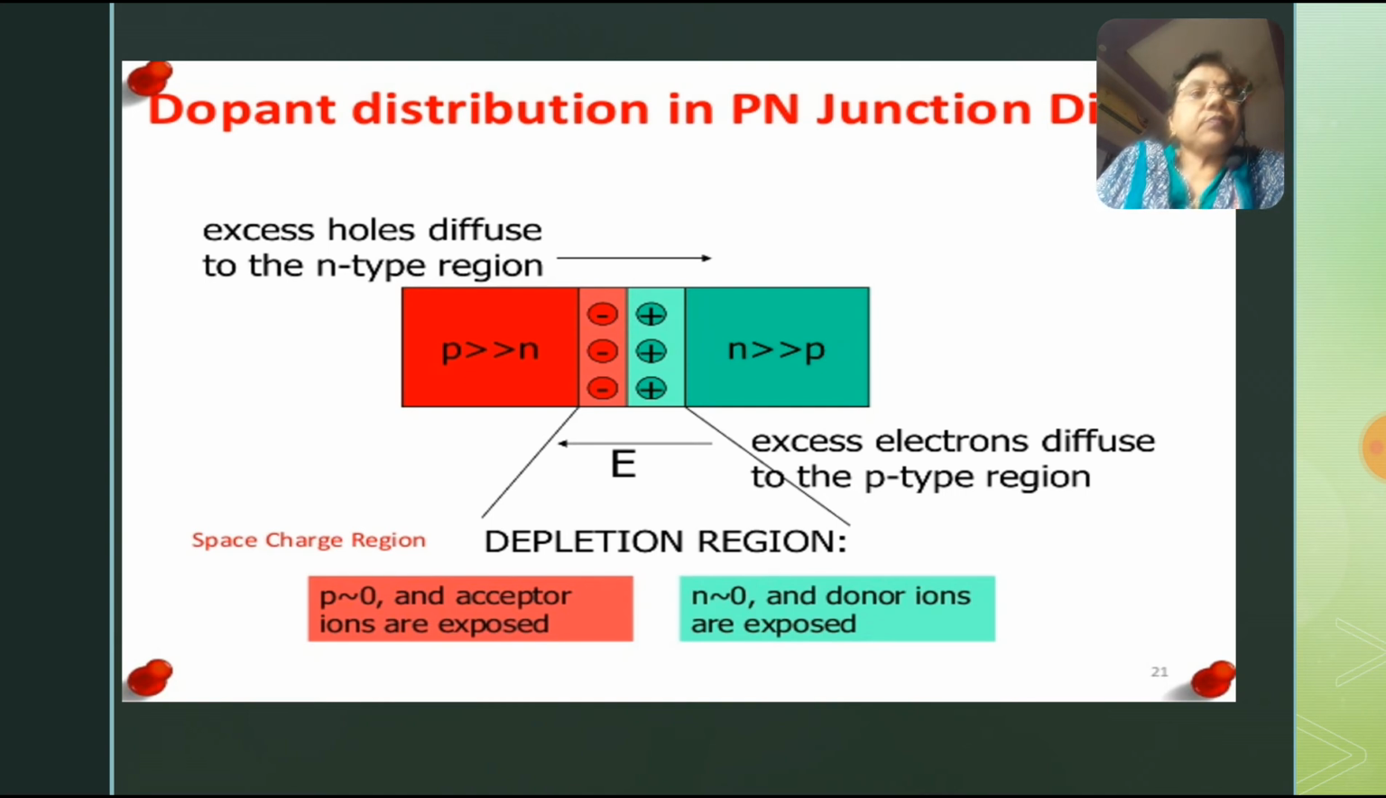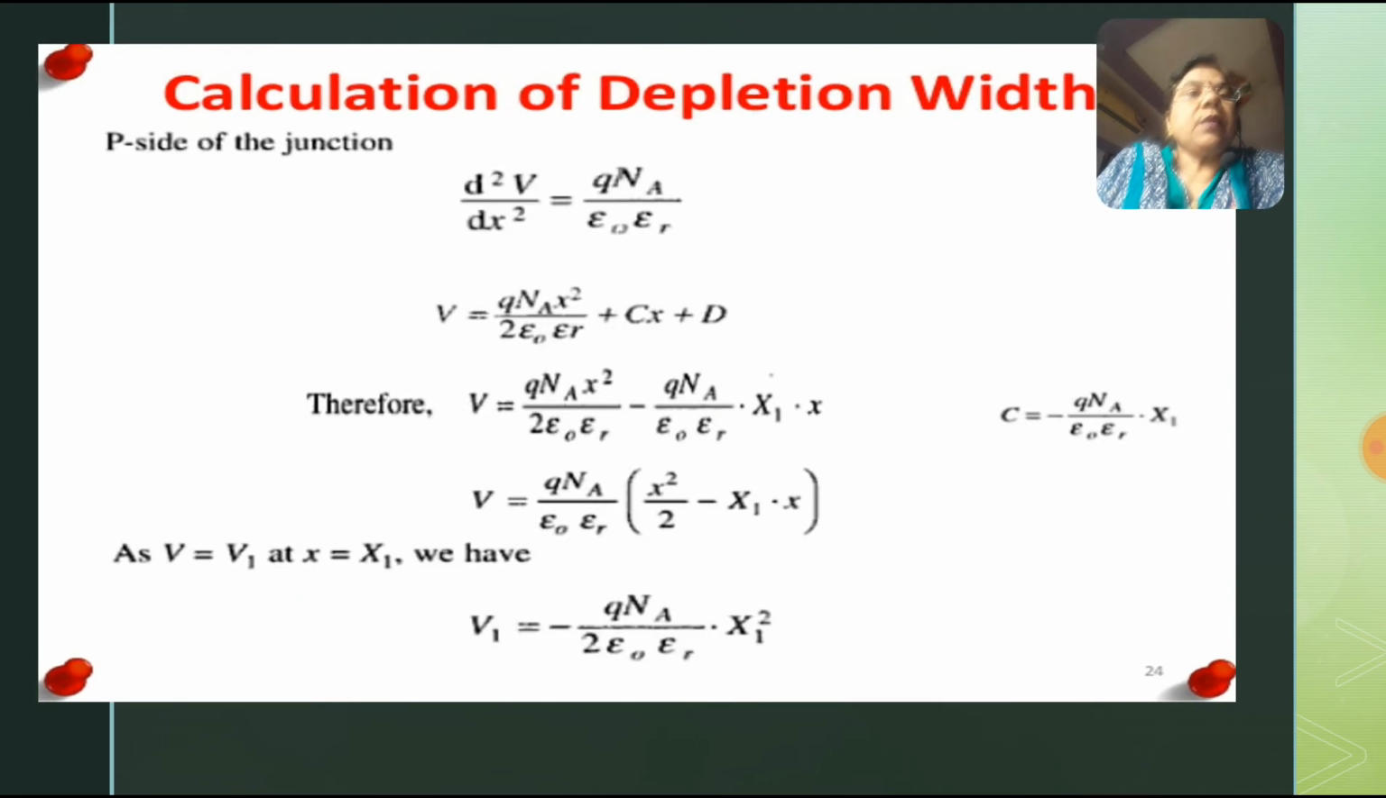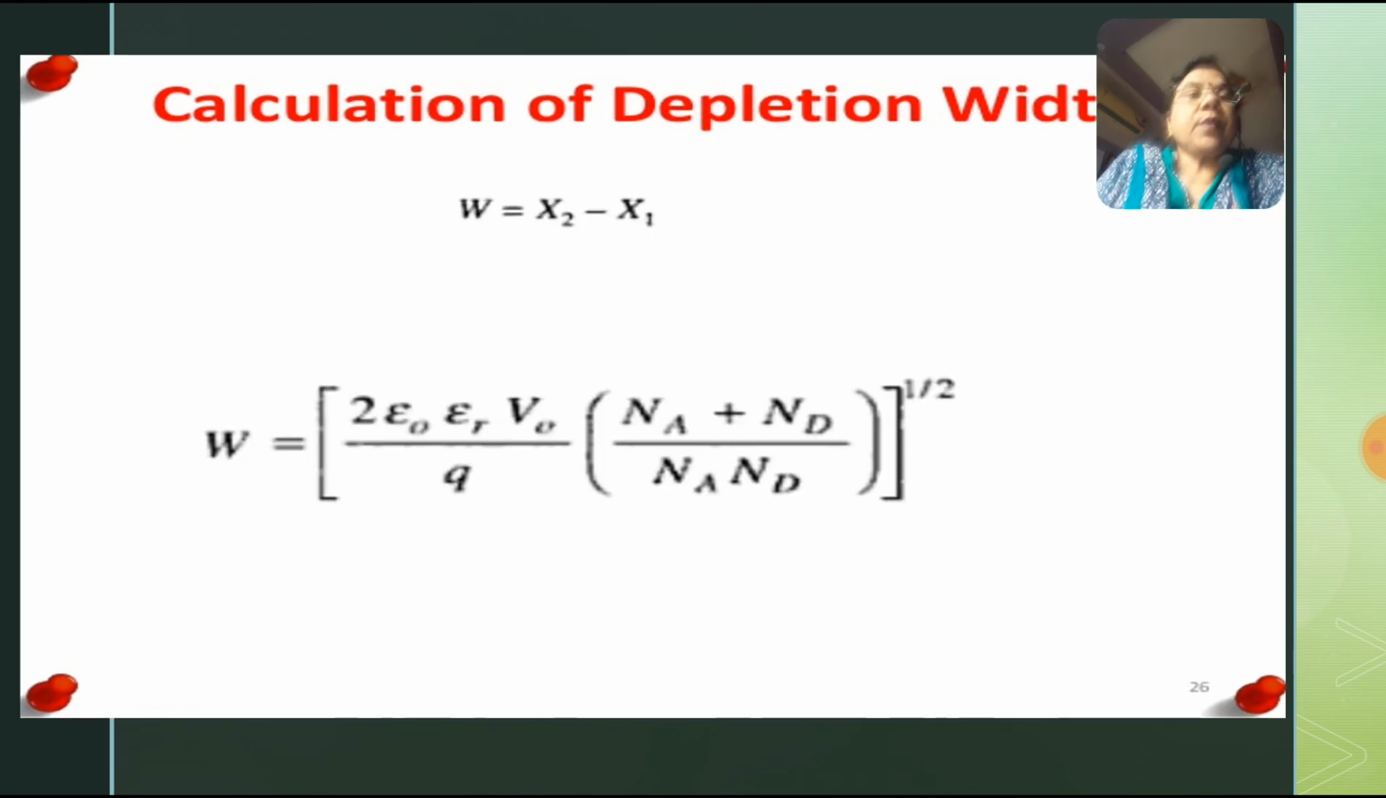Now this depletion region, we are going to calculate the depletion width. Okay. Now this W, the width of the depletion region, is given by this formula.